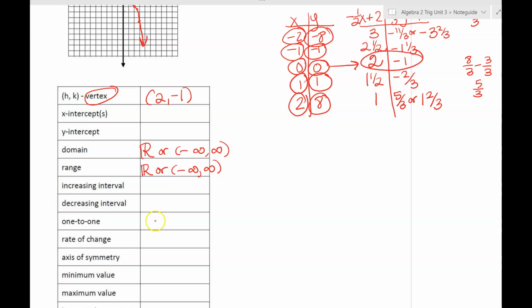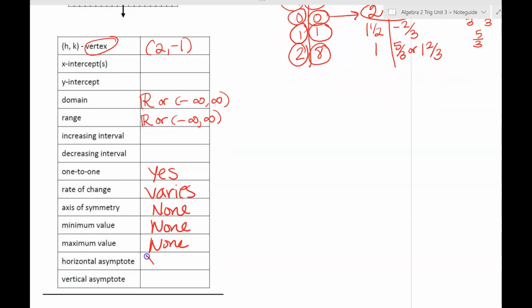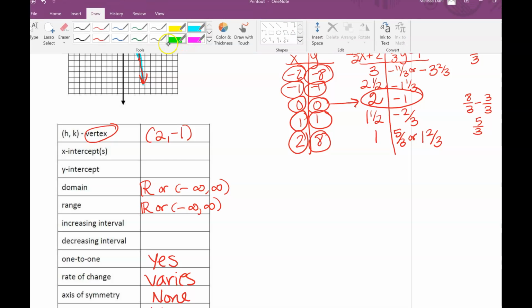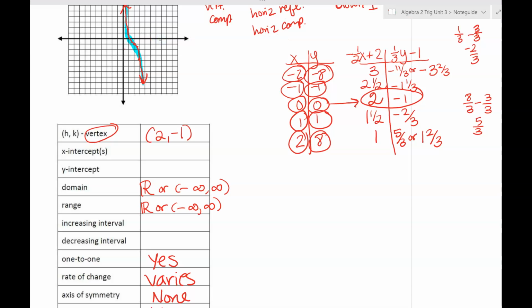I'll do the things I know best first. So yes, it's 1 to 1. The rate of change varies. No axis of symmetry. No minimum value. No maximum value, and the asymptotes are not applicable for this function. So this function, if I trace it from left to right, I can see is completely decreasing. So my decreasing interval is going to be the entire domain, which is negative infinity to infinity, and there's no increasing interval.